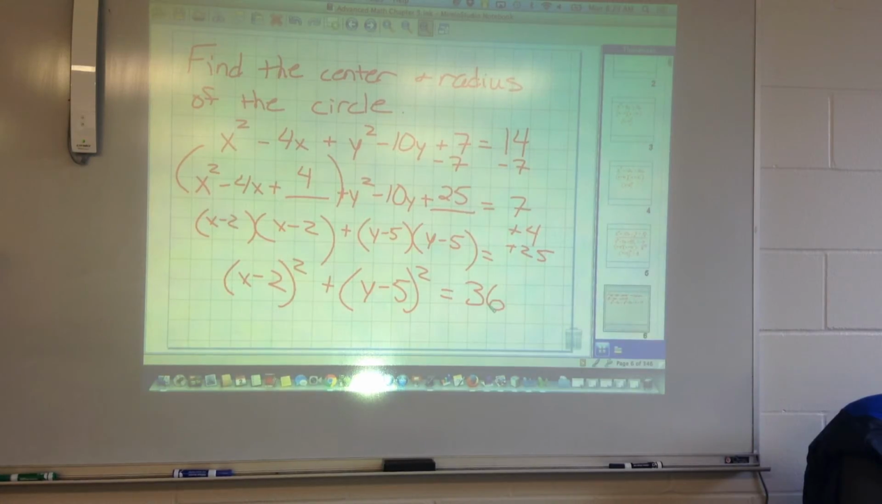That is how you complete the square. You have to know how to do that problem in order to pass Learning Target 9-3.